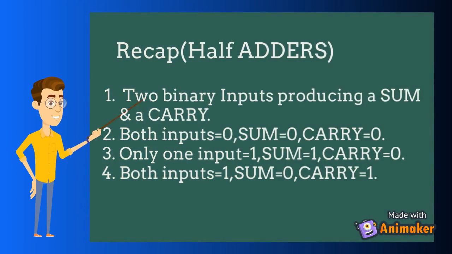So let's recap what we learned so far. Half adders accept two inputs to give a sum and a carry. Both inputs equals 1, sum equals 0, carry equals 1. Single input equals 1, sum equals 1, carry equals 0. Both inputs equals 0, sum equals 0, carry equals 0.